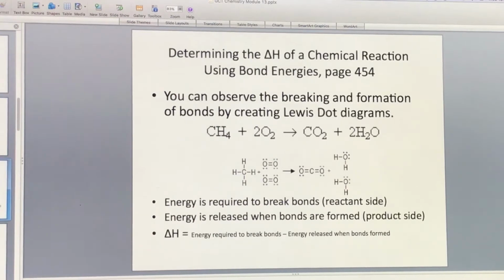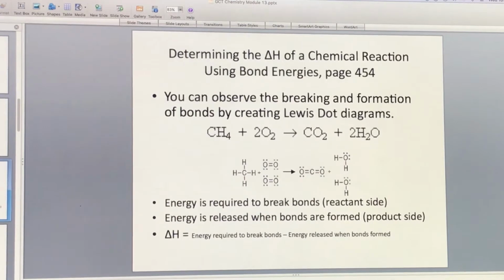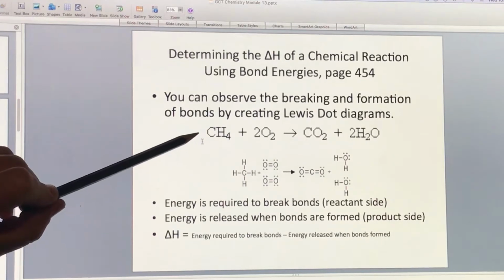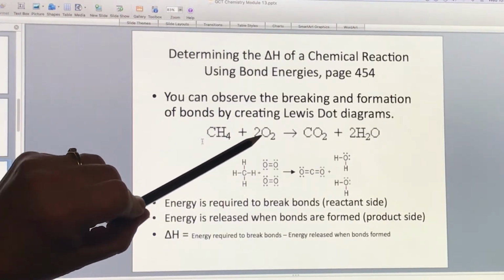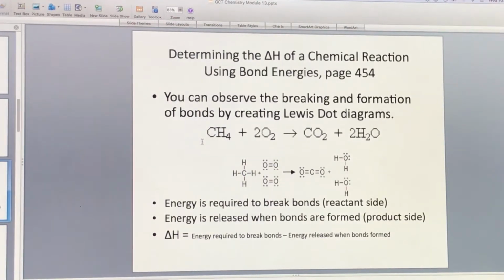So we will get started here by looking at how to determine the delta H of a chemical reaction using bond energies, and I'm starting on page 454. One interesting and very visual way of observing the breaking and formation of bonds is by creating Lewis dot diagrams. Looking at this equation here, we have the combustion of methane. So we have CH4. When it's reacted with oxygen, it's producing carbon dioxide and water.